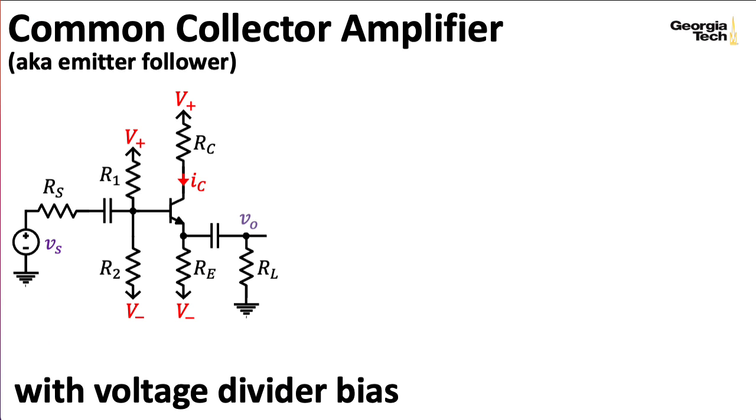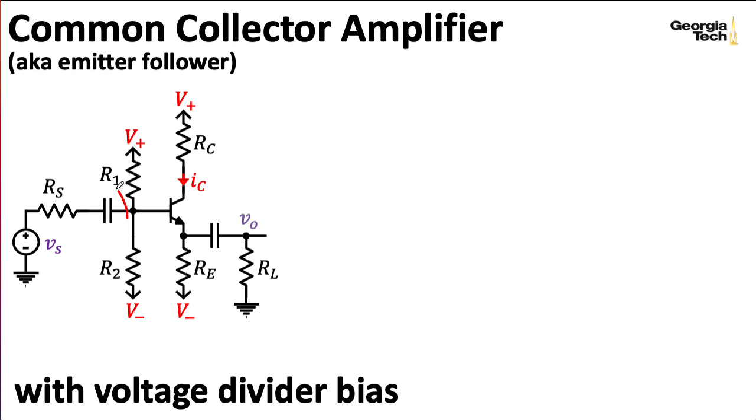So, here's a simple setup for a common collector amplifier as it's usually implemented, with one little tweak. I've included a collector resistor up here just because it's easy to do, but you should know that most common collector amplifiers don't have a resistor here, so you can take all of our formulas and just set RC equal to 0 in them. So we have two capacitors here that are acting as DC blocks.